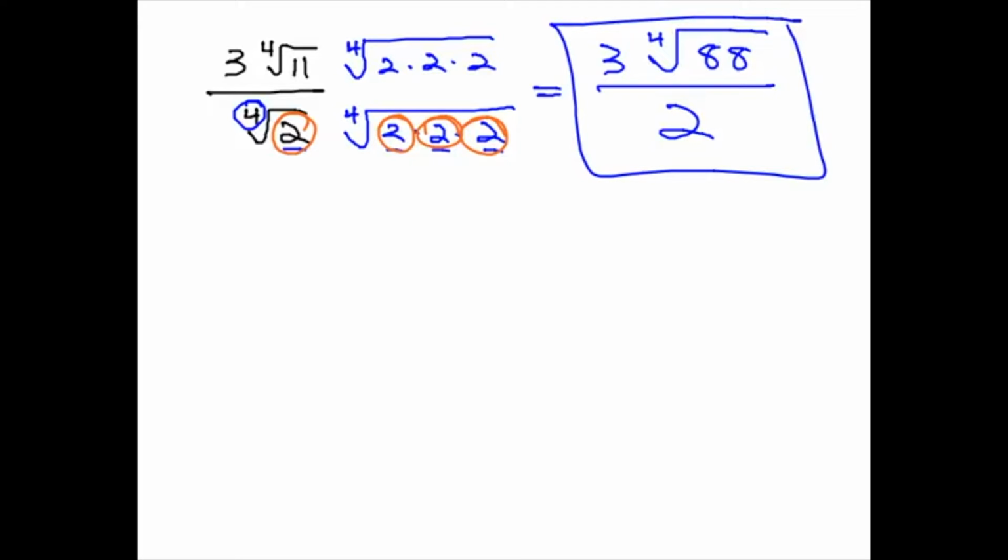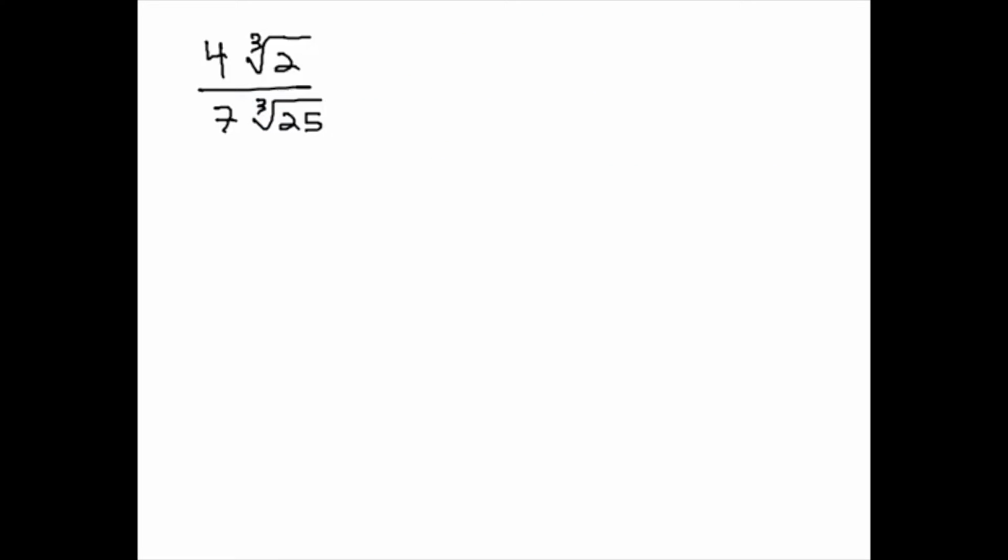Let's try one more example, rationalizing the denominator by introducing any extra factors we need. Again, here we've got a cubed root of 25 in the denominator, and we don't like to have radicals in the denominator.